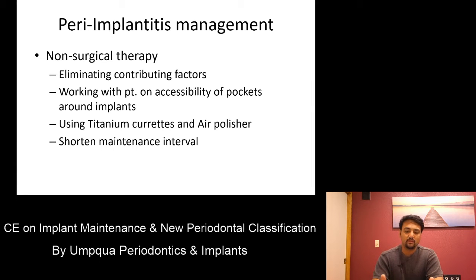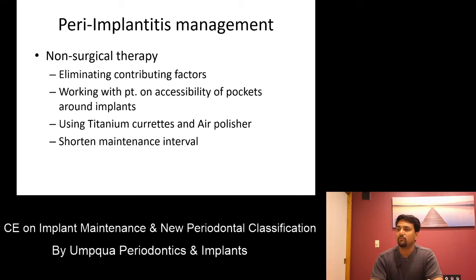Peri-implantitis management, as I said, has two main modalities of therapy: non-surgical and surgical therapy. There is no consensus in the literature among clinicians, so there are a lot of options out there, but I am going to point out what I have tried and what works in my practice.